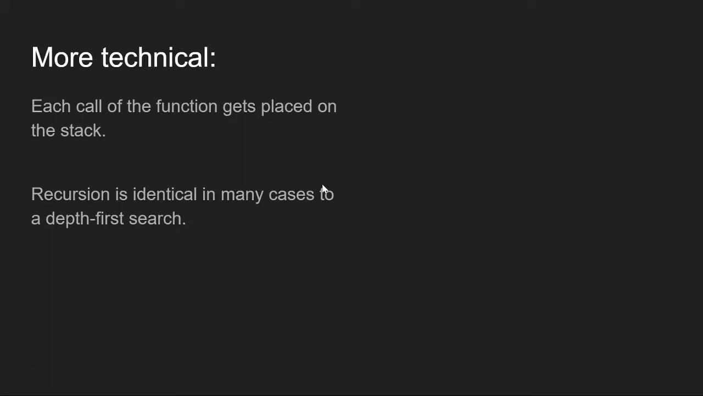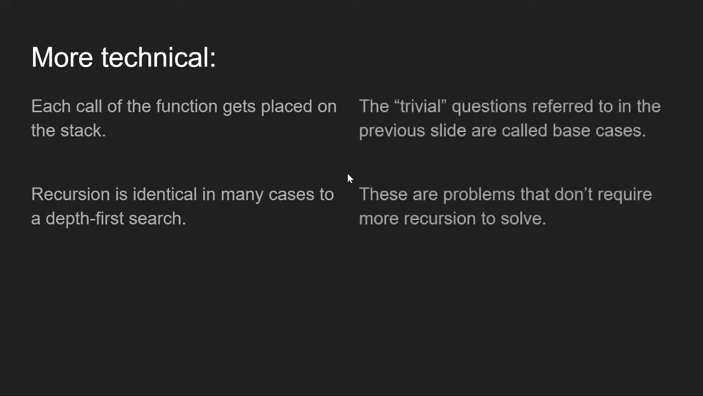So each call of the function gets placed on the stack, and recursion is generally the same as a depth-first search, but handled by the computer. So you don't have to deal with a lot of the complicated aspects of that. If you guys don't know what depth-first search is, it's an algorithm that implements recursion that we'll be learning in a couple of lessons about graphs and trees, which are complex data structures that are very important in computer science. Very common. Trees are quite widely used.